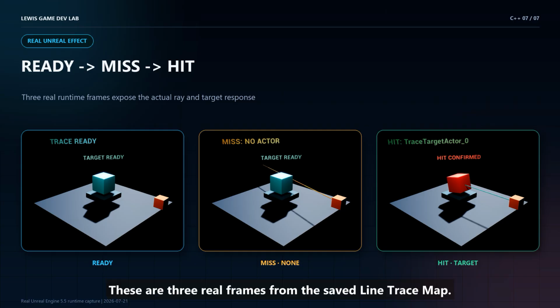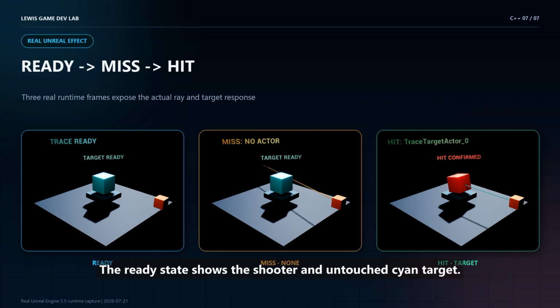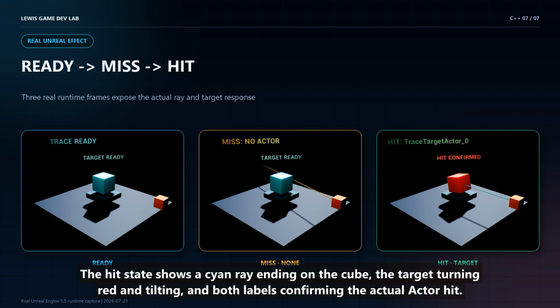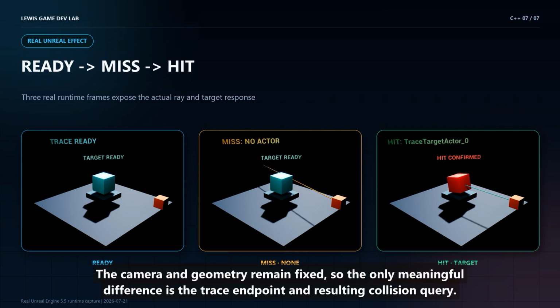These are 3 real frames from the saved line trace map. The ready state shows the shooter and untouched cyan target. The miss state shows an amber ray passing beside the target while the status reports no actor. The hit state shows a cyan ray ending on the cube, the target turning red and tilting, and both labels confirming the actual actor hit. The camera and geometry remain fixed, so the only meaningful difference is the trace endpoint and resulting collision query.